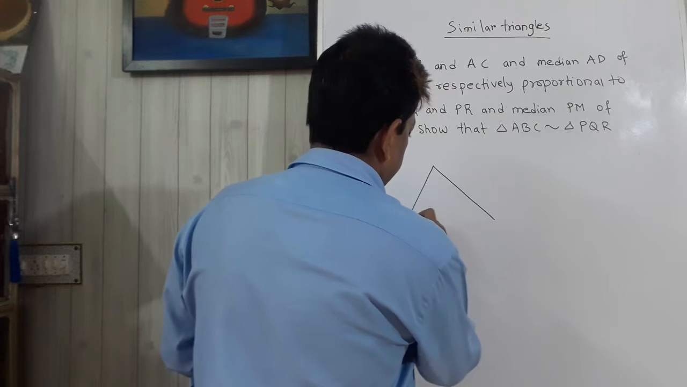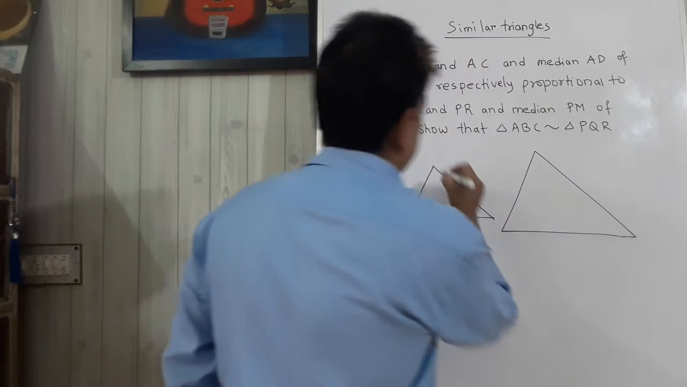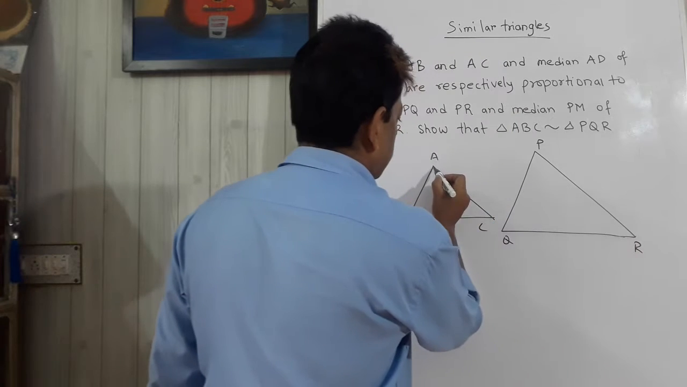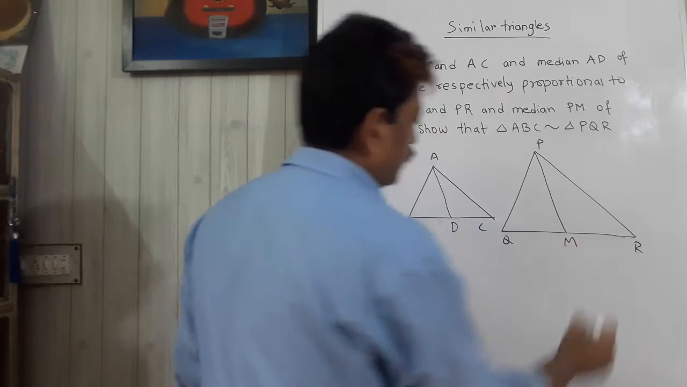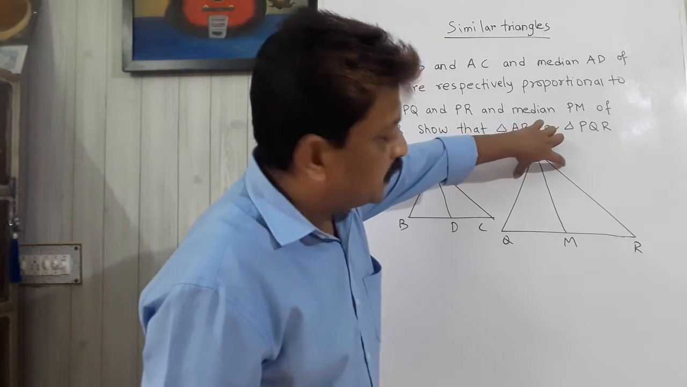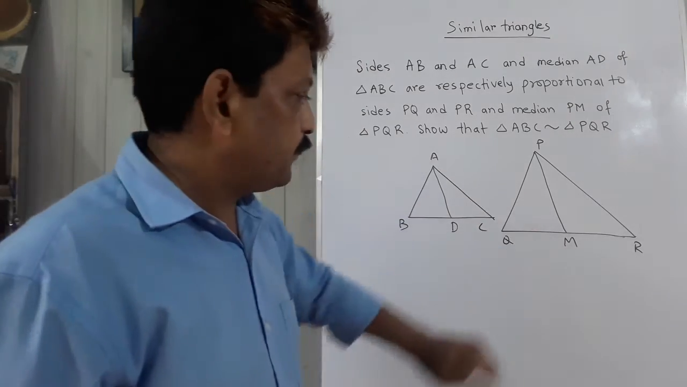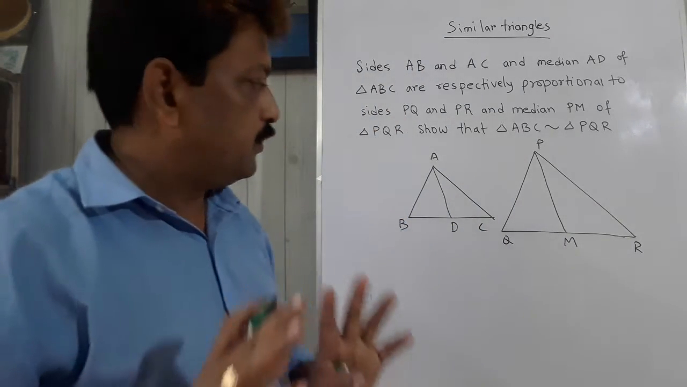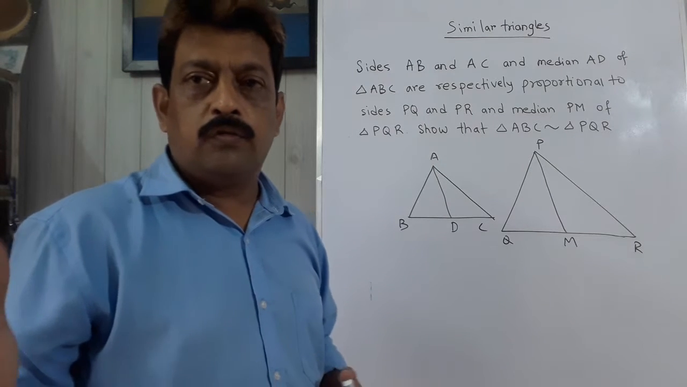This is triangle ABC and this is triangle PQR. And it is the median. PM is the median of triangle PQR. It is given that AB and AC of this triangle is proportional to PQ and PR of triangle PQR, as well as the medians are also proportional, AD and PM. We have to prove that triangle ABC is similar to triangle PQR. Okay, understood? So first of all we have to note down what are the things given in the question.